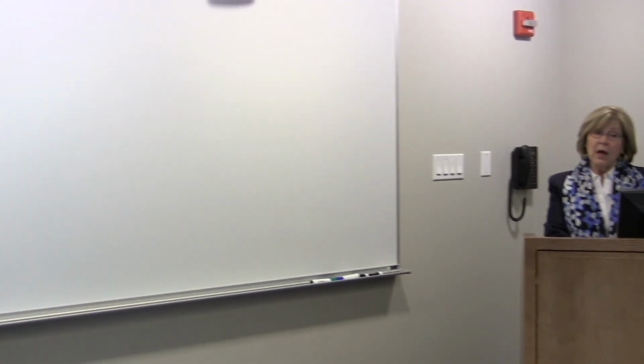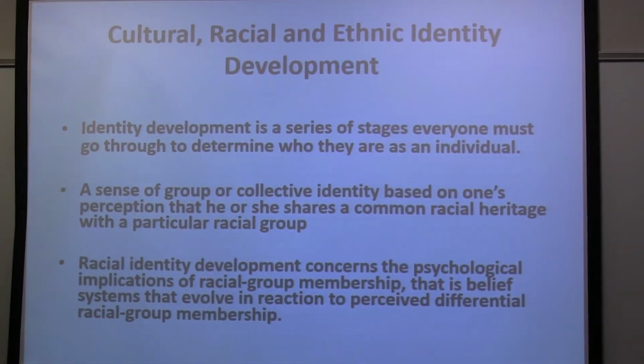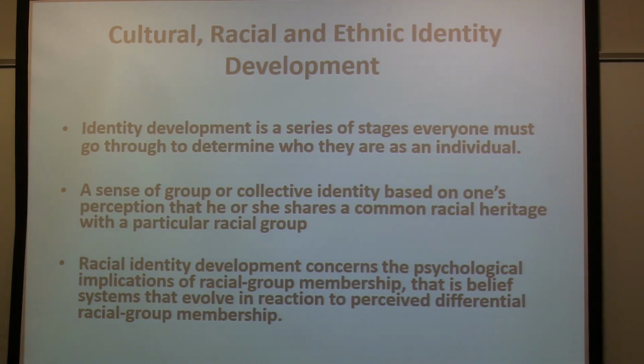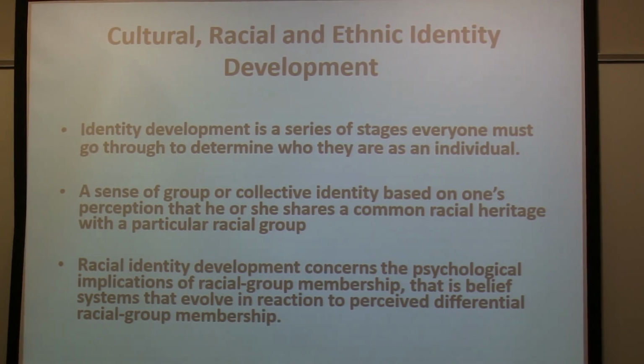Cultural, racial, and ethnic identity and development. Identity development is really a series of stages everyone goes through to determine who they are as an individual. A sense of group or collective identity based on one's perception that he or she shares a common racial heritage within a particular racial group is how we develop our racial identity. Racial identity development concerns the psychological implications of a racial group membership, that is, belief systems that evolve in reaction to perceived differential racial group membership.